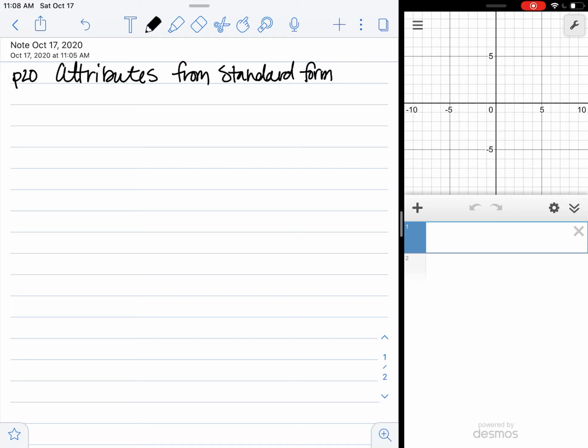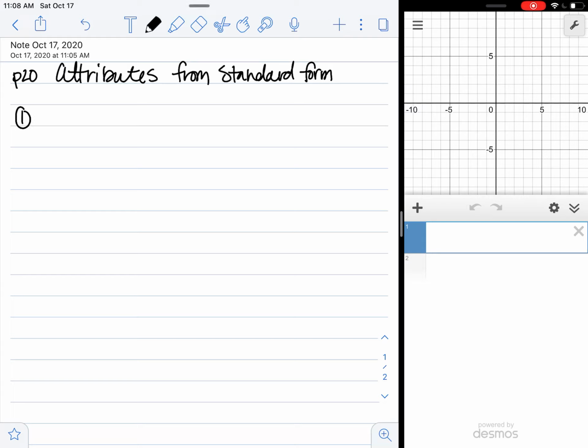So yesterday or the other day, we talked about finding attributes from our equations, which was pretty nice because they were in slope-intercept form. So all you had to do was identify your slope, which was next to your x, and then you identified your y-intercept, and you just had to graph it. However, we're going to be doing it from standard form today. So let me go ahead and write the steps first.